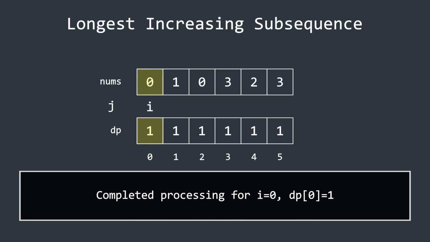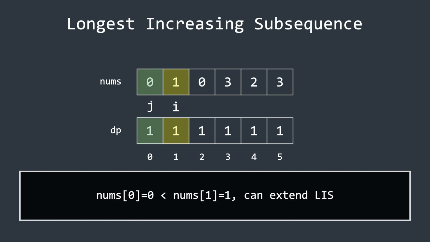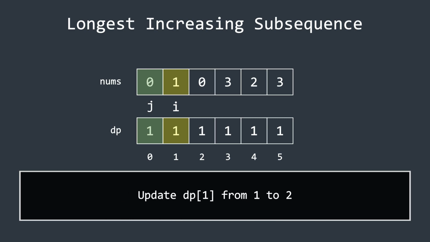So for example, when i is at the first element, there are no elements before it, so we move to the next index. Now there is one element to the left of i, so we compare the current element in the input array with the previous element. If it's greater than the element at index j, it means that the sequence is increasing. In that case, we update the ith element in the DP array to the maximum of its current value, or the value at the index j in the DP array plus 1, as given in the formula. So here the new value becomes 2, so we update it.